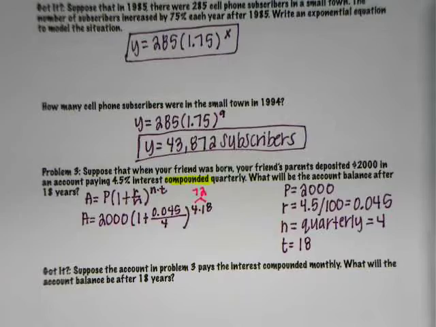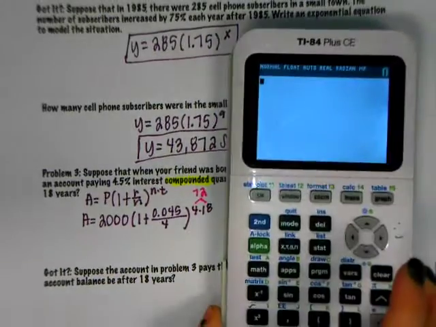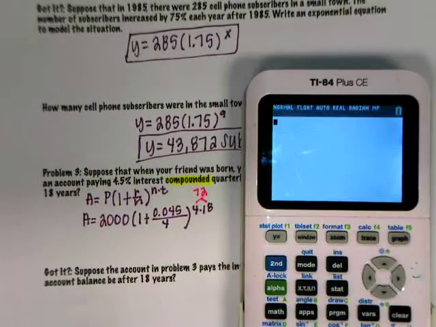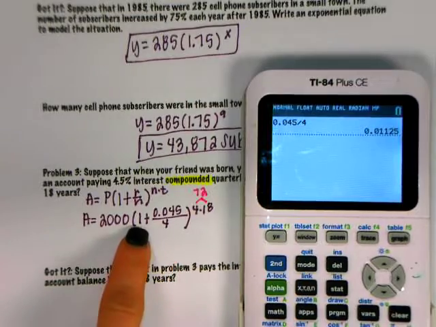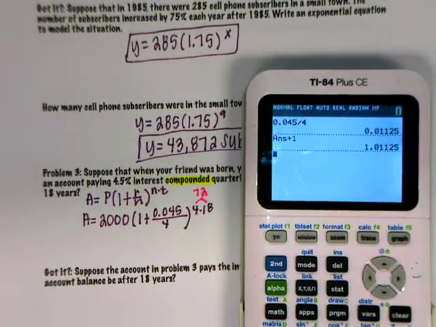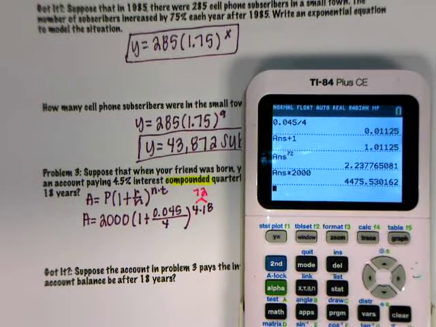From there, you'd start inside the parentheses. First, divide the fraction, 0.045 divided by 4, and get that. Then add the 1 and total that out. And then what comes next, exponents or multiplication? Exponents. So raise that to the power of 72 and total that out. And lastly, multiply by the 2,000. Get that, and since it's money, round to the nearest cent.